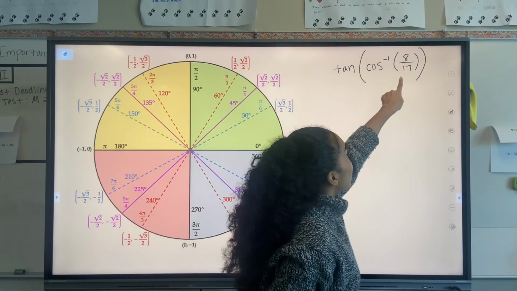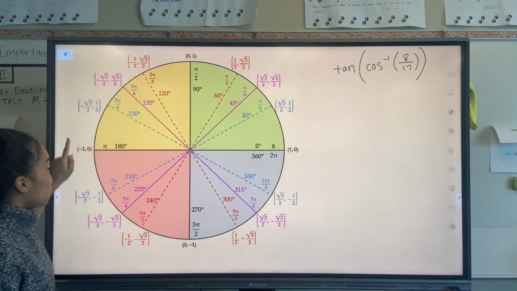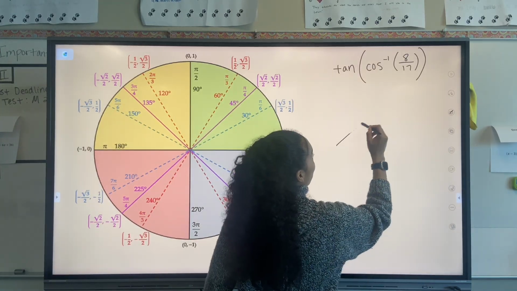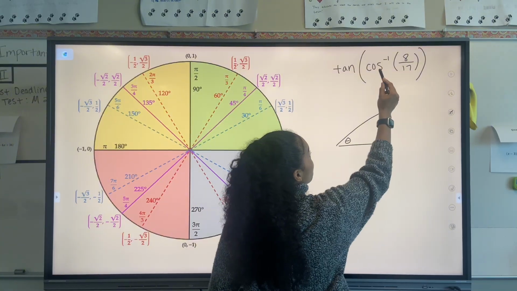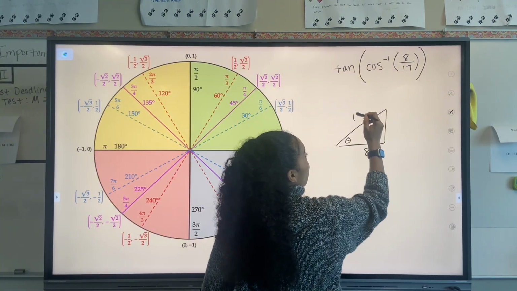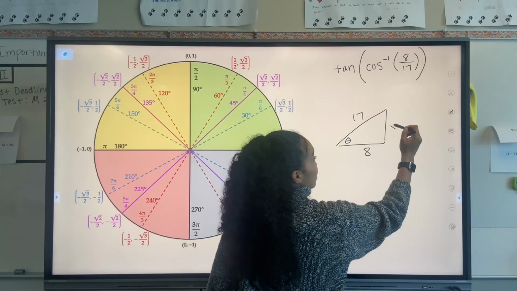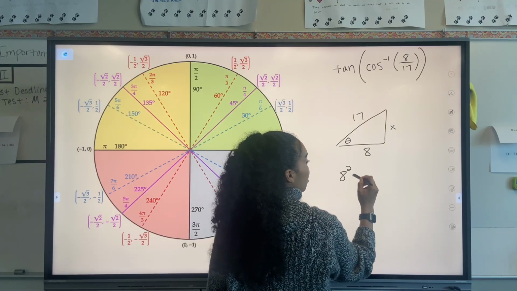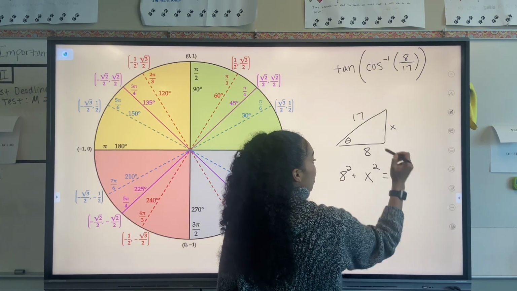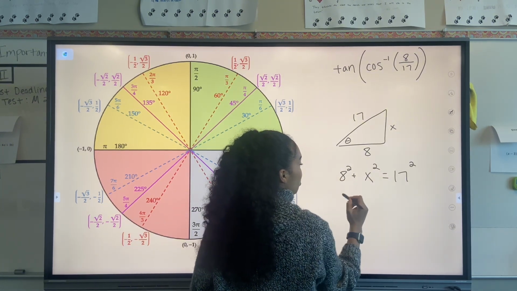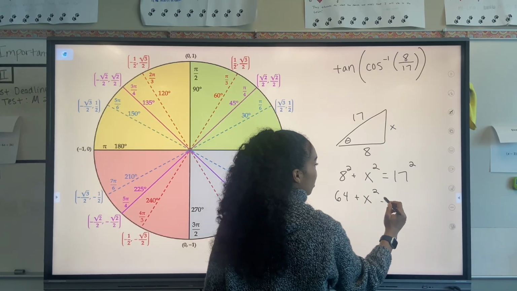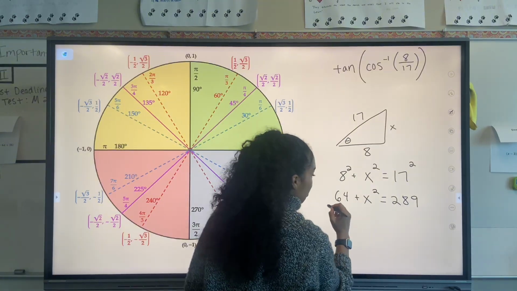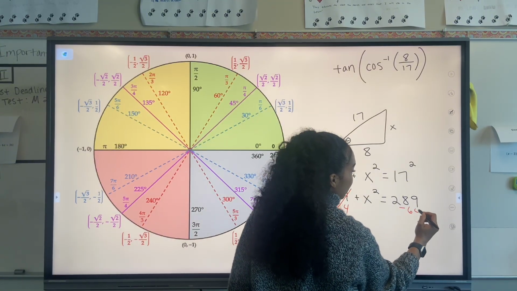Notice 8 over 17 is not one of the coordinates on the unit circle. So what you're going to have to do in this problem, you're not going to use the unit circle, you're going to have to draw a triangle. Cosine is adjacent over the hypotenuse. So to find this missing side, you're going to have to do Pythagorean theorem. So 8 squared plus this side squared is equal to 17 squared. 8 squared is 64. 17 squared is 289.